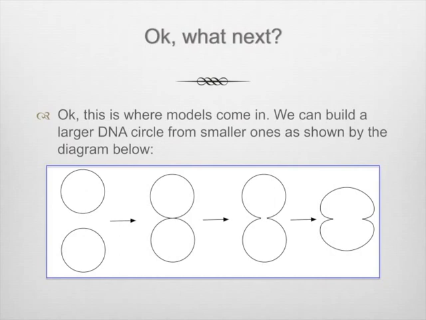Okay, what's next? Well, this is where models come in. We can build a larger DNA circle from smaller ones as shown by the diagram below. It shows two circles representing DNA. They come together and join and fuse, and then you see that the fusion is a little bit incomplete.